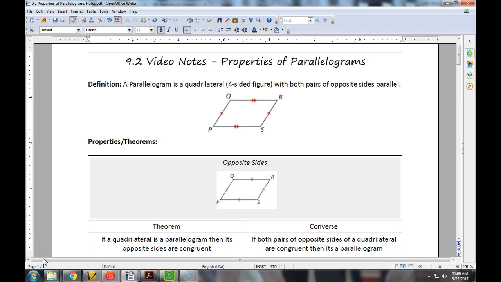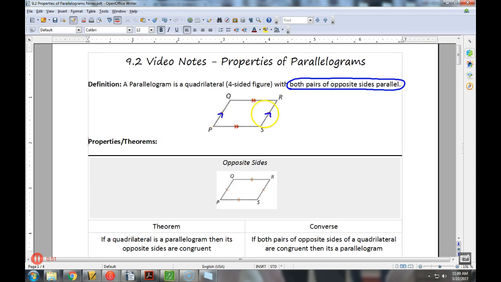So we're going to start off with a definition, then talk about properties or theorems, and at the end we'll solve some questions using some algebra and some questions with just numbers. Alright, so a parallelogram is a quadrilateral, and by definition all you have to do to be a parallelogram is have both pairs of opposite sides parallel. So that's the formal definition of a parallelogram.